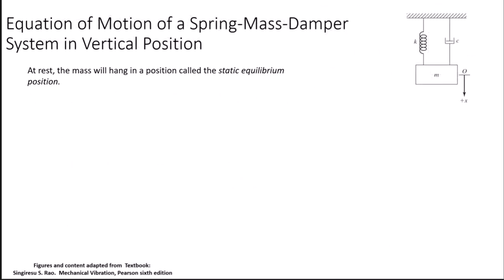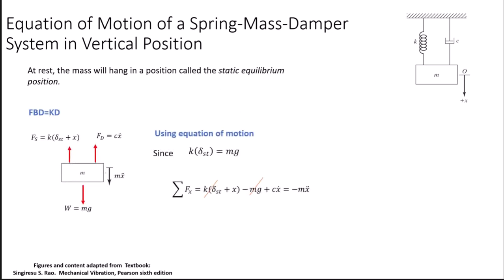Now let's do the equation of motion of a spring mass damper system in vertical position. At rest, the mass will hang in the position called static equilibrium position. If we do the free body diagram, which entails the force of the spring, which is the constant of the spring times the static deflection plus the displacement of the mass, the force of the damper, in this case, is not proportional to the position but to the velocity. Therefore, it is c, the constant of the damper, times the velocity, and we have the weight.